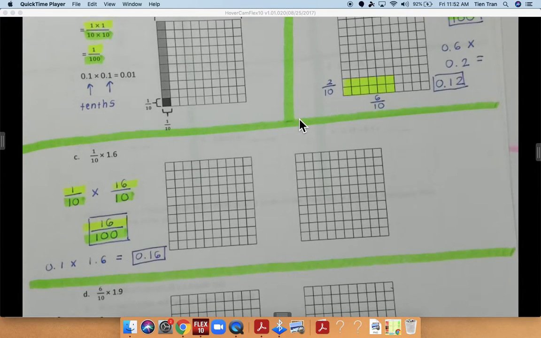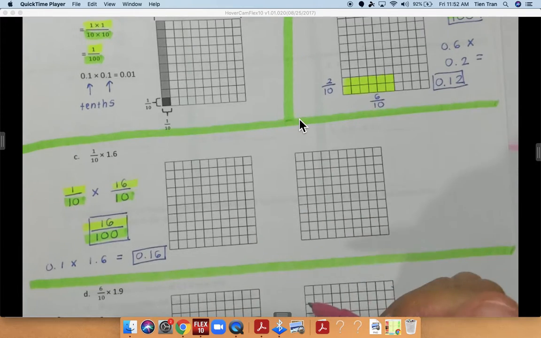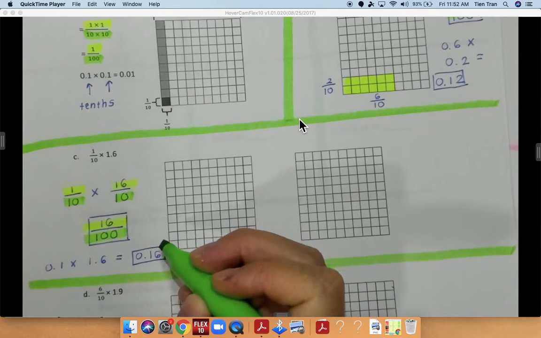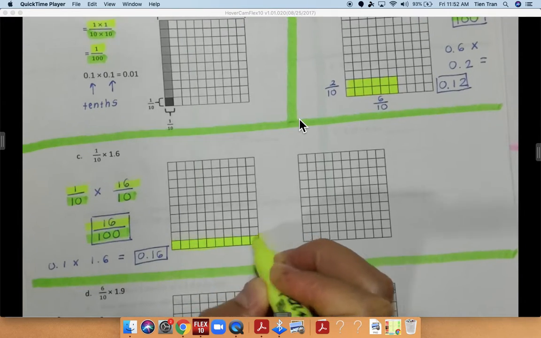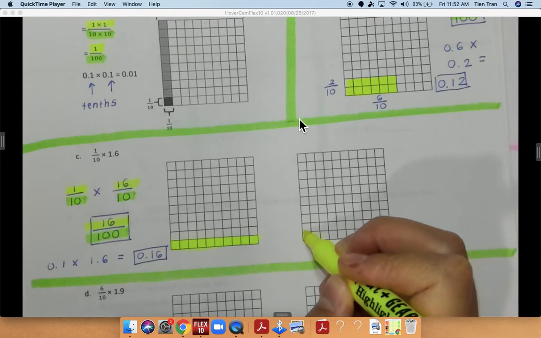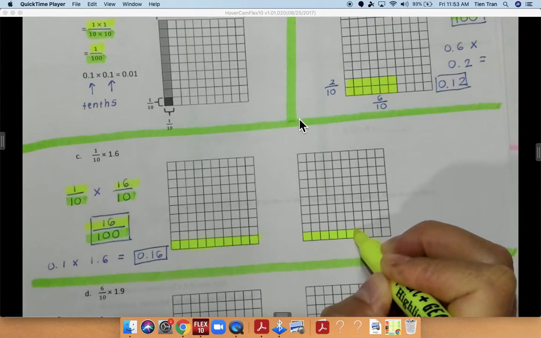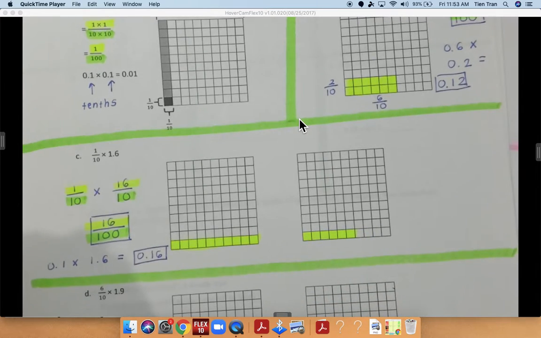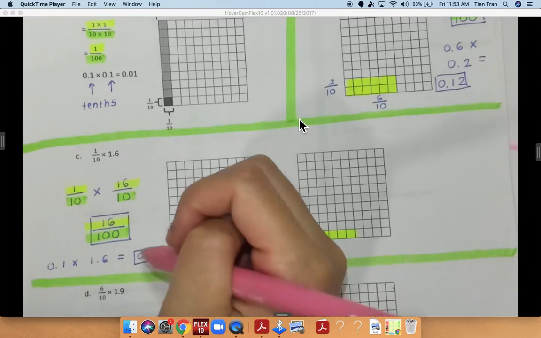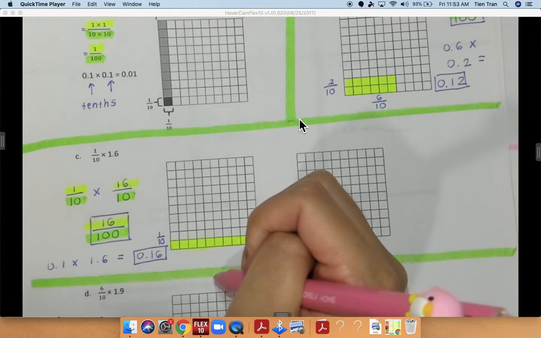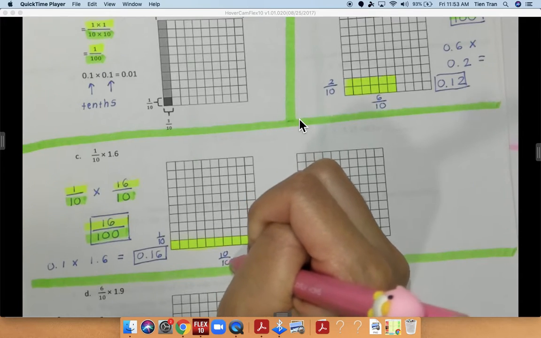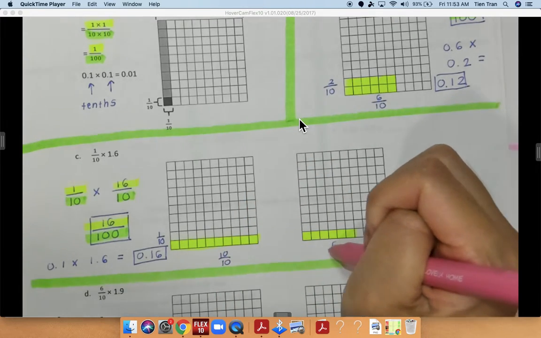Okay, now we are going to fill out this chart, and what they're asking you to draw is 16 tenths, or color in 16 tenths. So I'm going to color that in. Here is 10, and then I color in 6 more. 1, 2, 3, 4, 5, 6, and that gives you 16 tenths, because this would be multiplying 1 tenth right here, and then on the bottom what I'm multiplying is 10 tenths, and over here I'm multiplying 6 tenths.